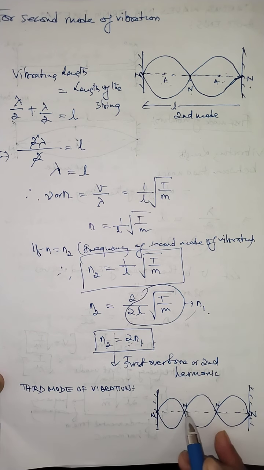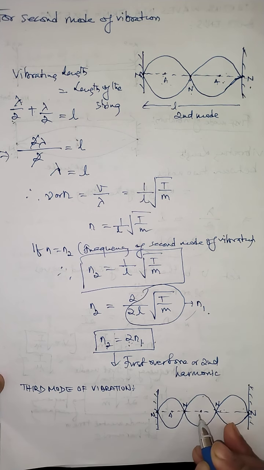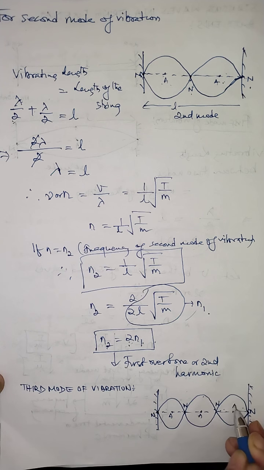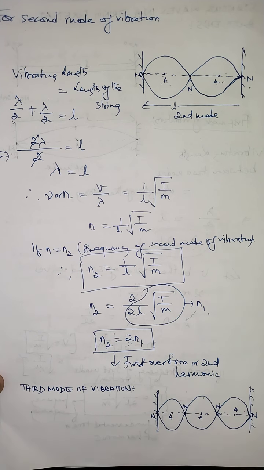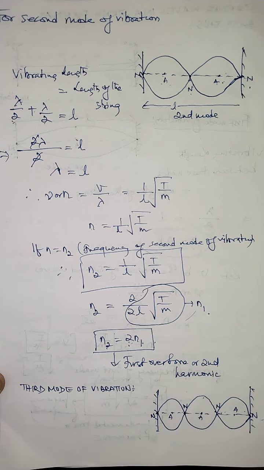So these two are the nodes. But between node and node, what will form? Antinode. Outside also an antinode is formed. So you can see in the third mode of vibration, between the two end nodes, there are two more nodes formed, and there are three antinodes formed. Such a mode of vibration is called the third mode of vibration. Under this third mode of vibration also we can measure the frequency, and the frequency can be calculated in a similar manner.